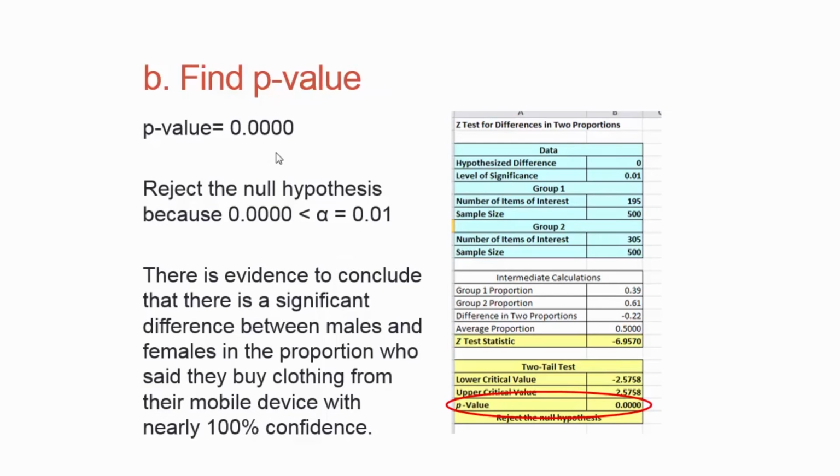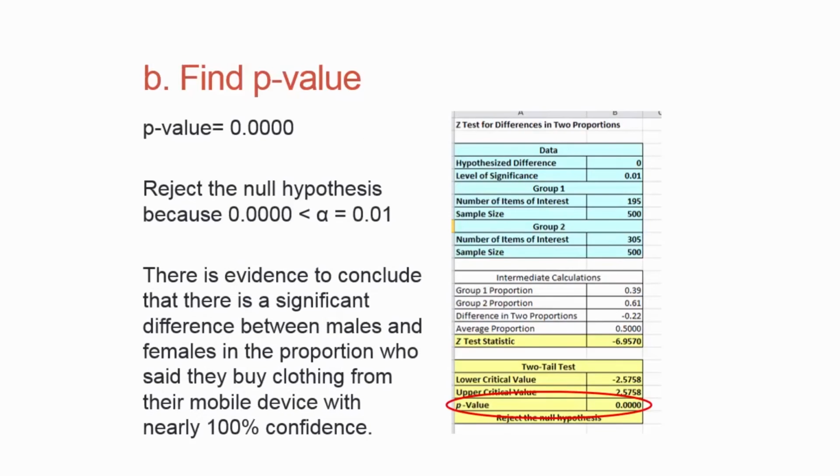The p-value, if we look at the bottom of my PHStat printout here for the z-test for two proportions, I get 0.00000. So it is basically equal to 0. That value is well below 0.01, so that's why I'm rejecting the null, and that's why I have nearly 100% confidence that I can, in fact, reject the null.